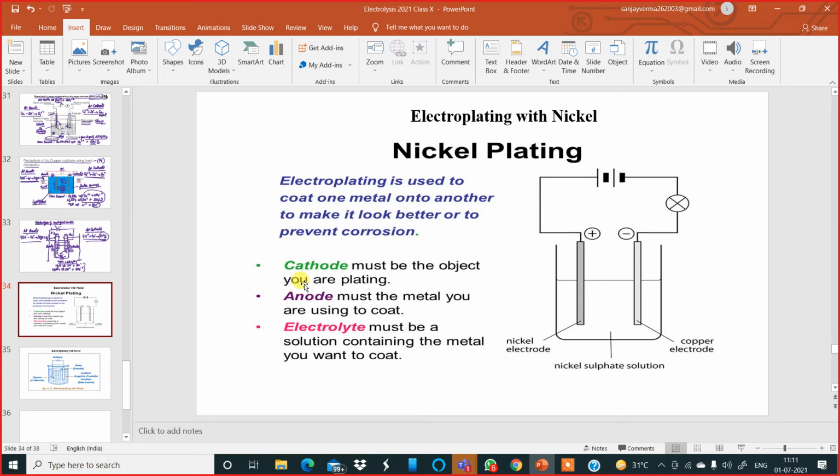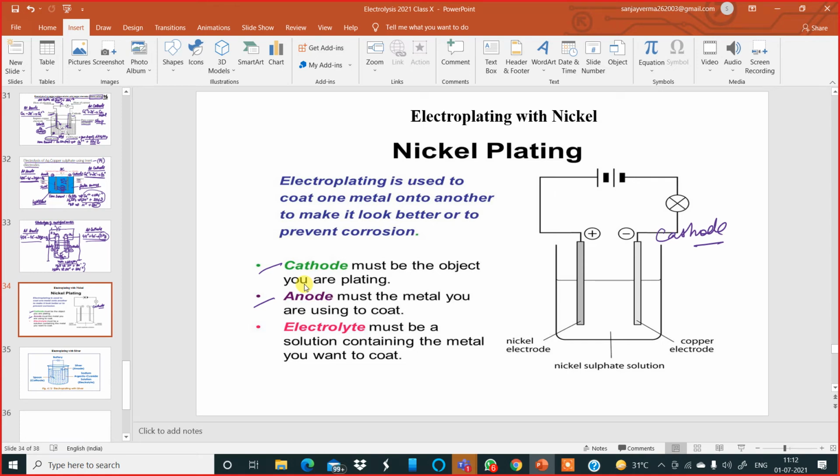Now the next thing on page 118 is conditions for electroplating. What are the conditions? Number 1, the article to be electroplated is always made the cathode. Remember that. That is point number 1, because there is always transfer of metallic ions from the anode to the cathode. That is why the cathode must be the object you are plating. Point number 2, the metal to be plated on the article is always made the anode. And the next point is the electrolyte must be a solution containing the metal you want to electroplate, or coat on the cathode.